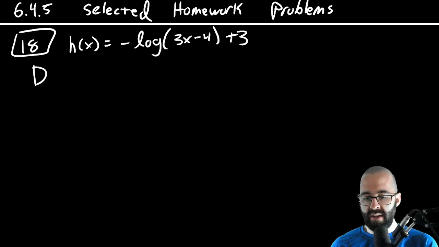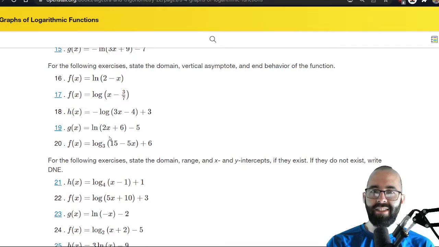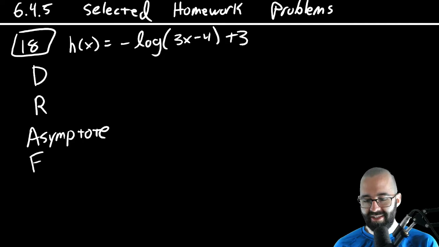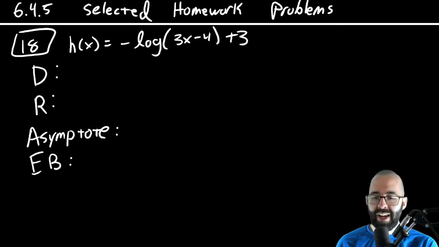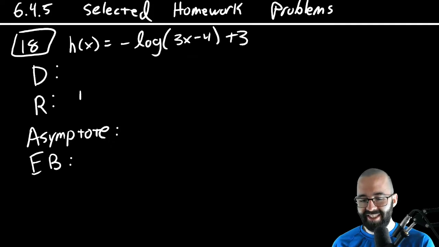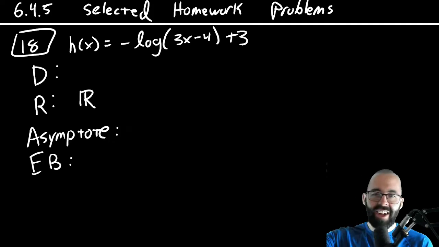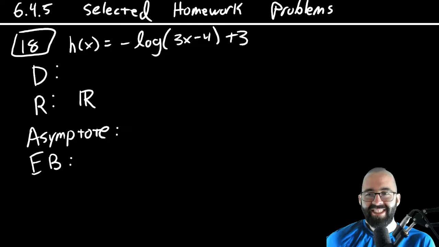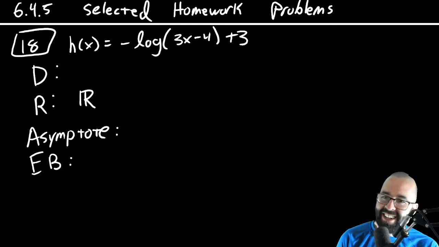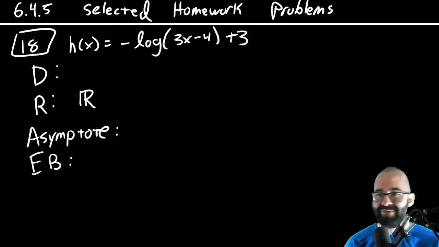And it wants the domain, the range, and the asymptote. Wait, that's not what it said at all, is it? Domain, vertical asymptote, and end behavior. It doesn't want the range. We're going to do the range anyway, because the range of any logarithmic function is all real numbers. So it didn't ask for it, but we did it anyway.